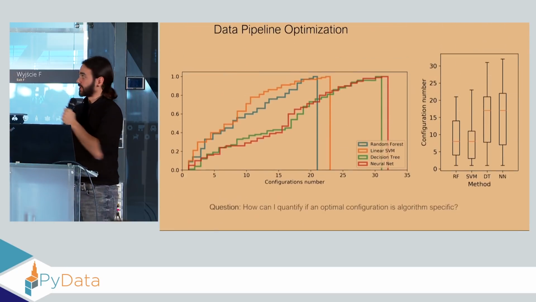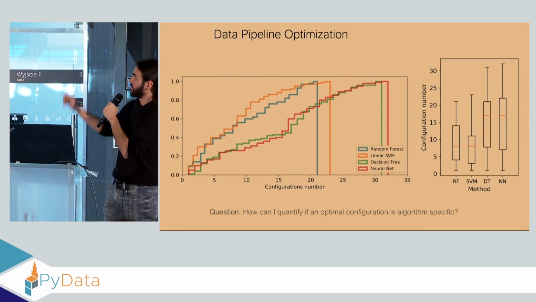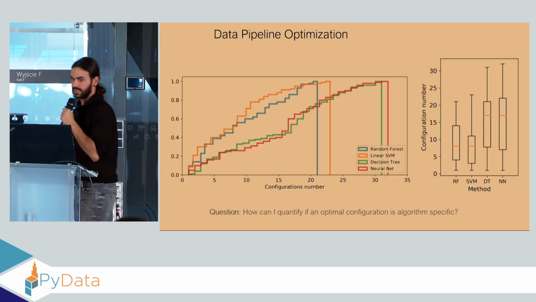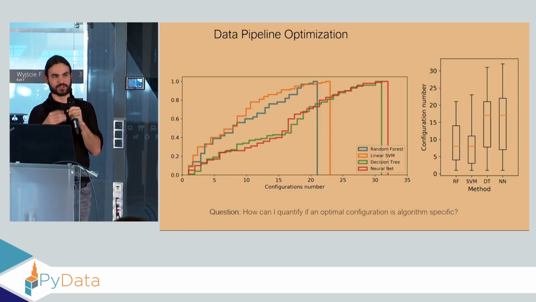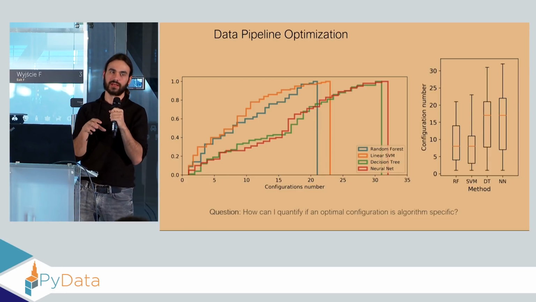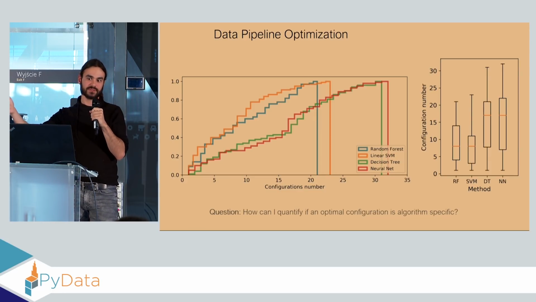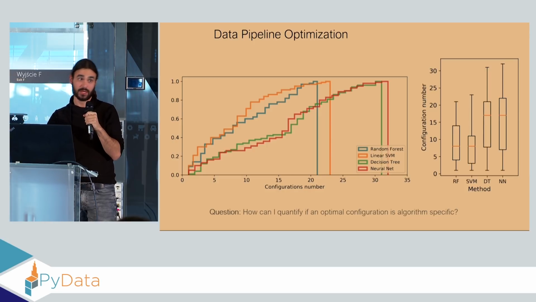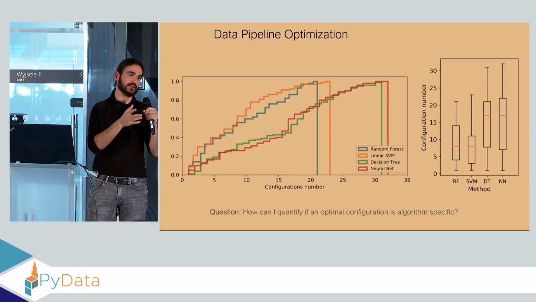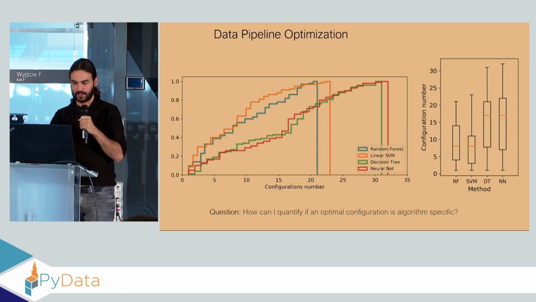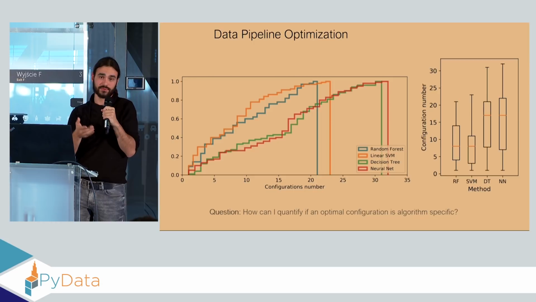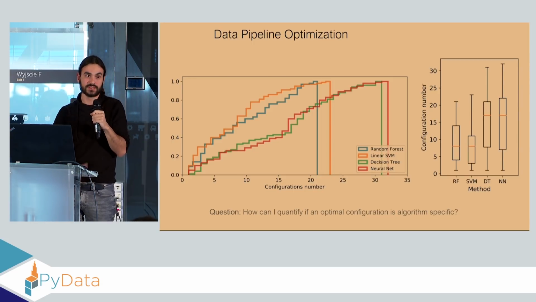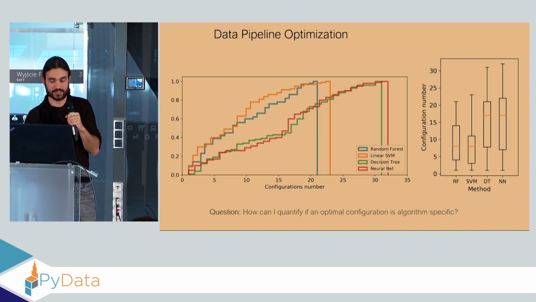Okay, but I have another question. How can I quantify if an optimal configuration is algorithm specific? Meaning, I would like to transfer my knowledge, something that I learned. What is the optimal configuration for my data pipeline? Is that specific to the algorithm that I'm testing, random forest or linear SVM, or is that specific to my data and data pipeline together? This is really important, because if it's specific to your data pipeline, it means that whatever algorithms you use, you don't have to start this search again and again. You can transfer this knowledge.